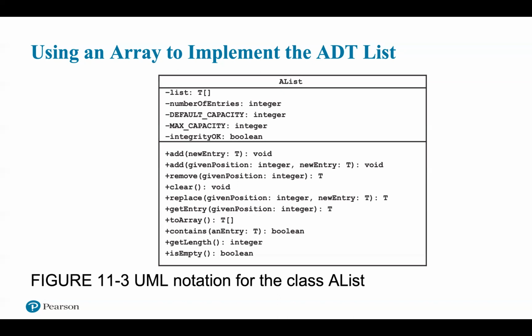So we have an array of objects, an integer that counts the number of entries in the list, an integer constant that defines the default capacity of the list, an integer constant that defines the maximum capacity of the list, and a Boolean flag that indicates whether the list is properly initialized. We can define the class using the UML notation as shown here in the figure, where T represents the data type of the entries in the list. We have added the data fields maxCapacity and integrityOK to assist with the class security, as we have done with other classes in previous chapters.